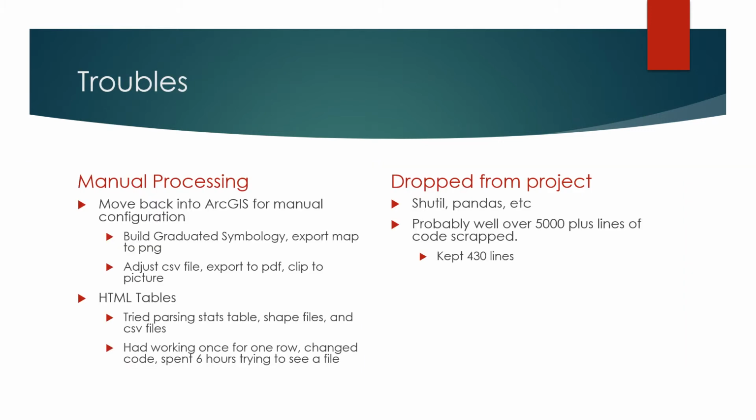So here's some of that manual processing I was talking about that I already stated. At one point, I did have a semi-working file that would start parsing the CSV files into HTML, but after making some changes and trying to use pandas, I could never get the data to work correctly again. So I ended up having to drop it. I dropped all sorts of stuff from this project, everything from shuttles, those pandas, and I think like all of us, we probably wrote like 5,000 plus lines of code and ended up having to scrap it all because it didn't work. But that's what we're here for.